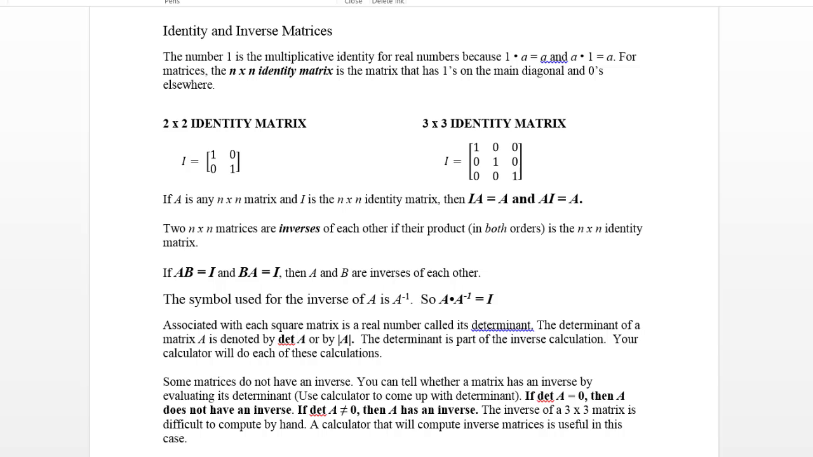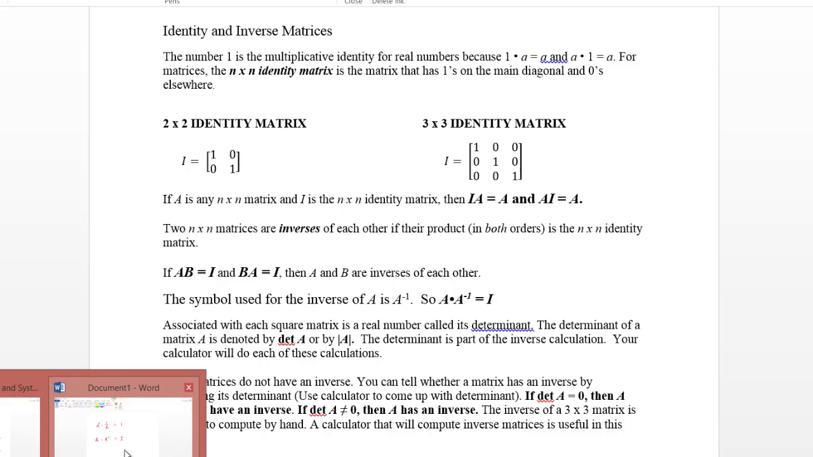So if I multiplied a matrix times the identity matrix, I would just end up getting the original matrix from that multiplication process. The other thing is that you also know that if you multiply two numbers together and equal 1, those two numbers are inverses of each other. The same situation applies here as well. If I multiply two matrices together and get the identity matrix, then I know that they are inverses of each other.